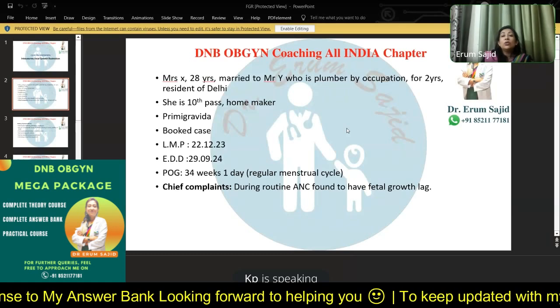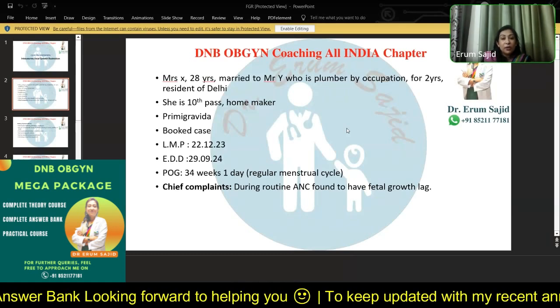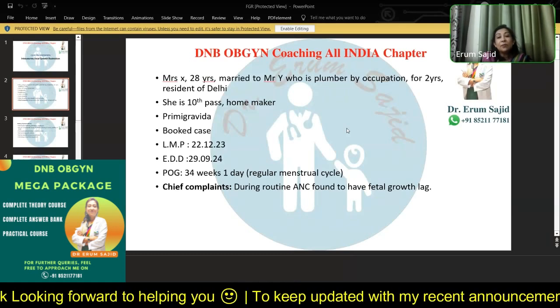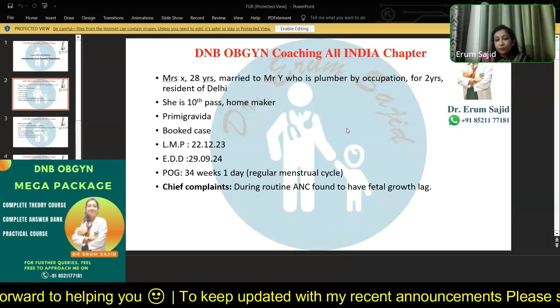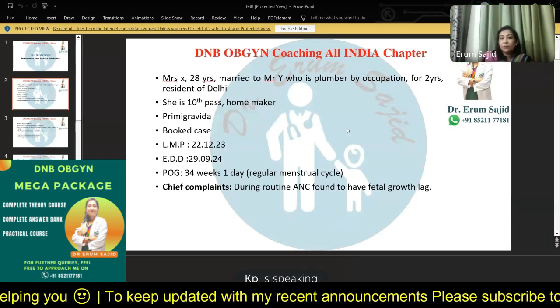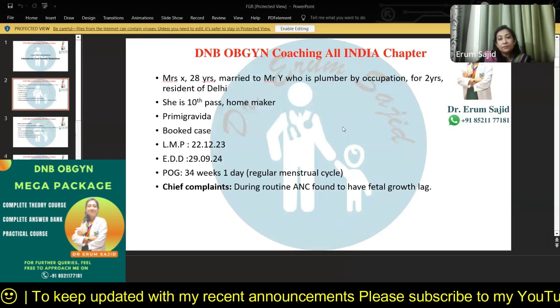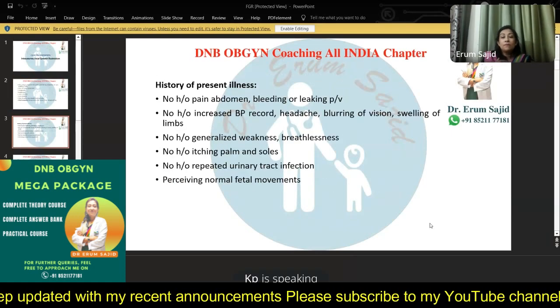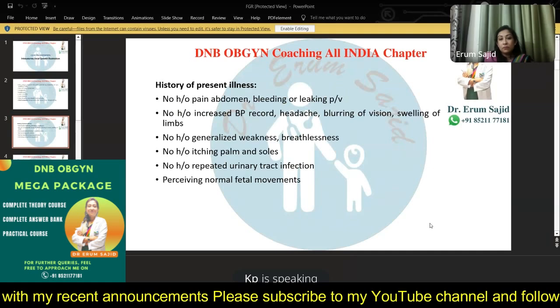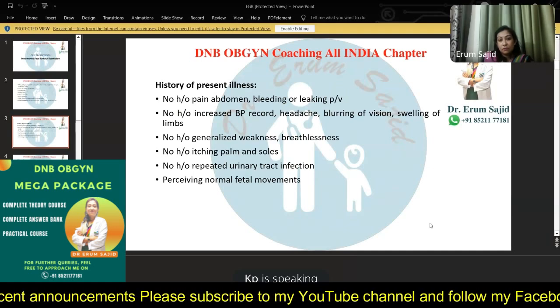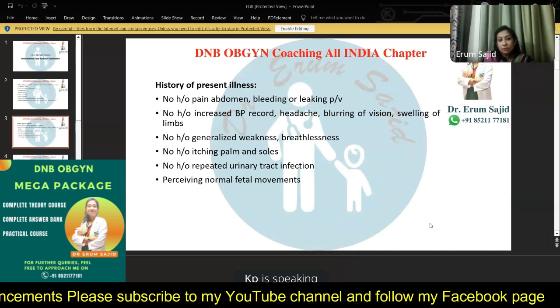So just for my information sake and everybody who's there in the class, this was the first time this fetal growth lag was found, is it? Yes, ma'am. Okay. She is a booked case. She was attending her antenatal checkups regularly and taking her medications. This time during checkup, she was found to have growth lag.